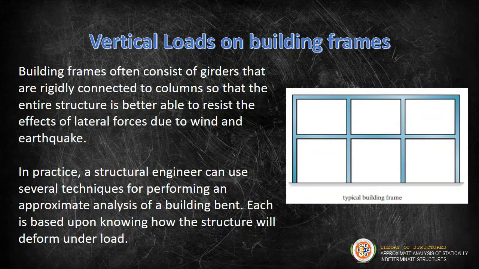Vertical loads on building frames. Building frames often consist of girders that are rigidly connected to columns so that the entire structure is better able to resist the effects of lateral forces due to wind and earthquake.